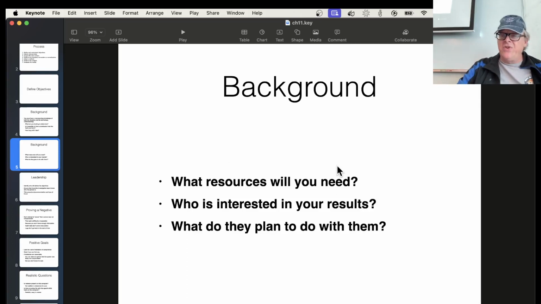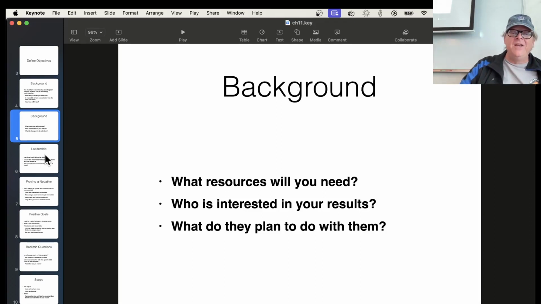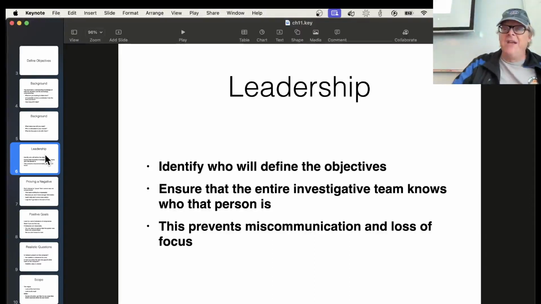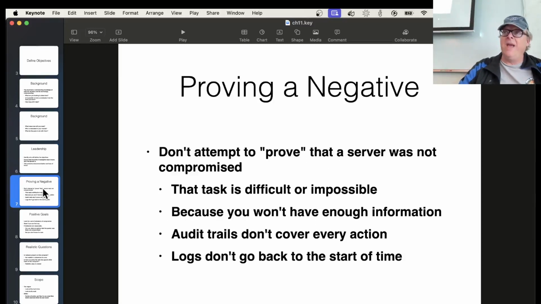So figure out which resources you need, who wants the results, and what they plan to do with them. This is why I mentioned before that human skills and communication skills are really important, because you very often have to push back on unreasonable demands from executives without insulting them. They want something that is going to be too expensive or too hard to find, and they don't really need it to accomplish the real goals. So you have to be able to communicate with people effectively and help guide them without insulting them. Find out who's going to define the objective, who's the leader. Make sure everybody knows who the leader is. That will help avoid the chaos of people running around undoing each other's work, which is what happens when you don't have clear paths of leadership.